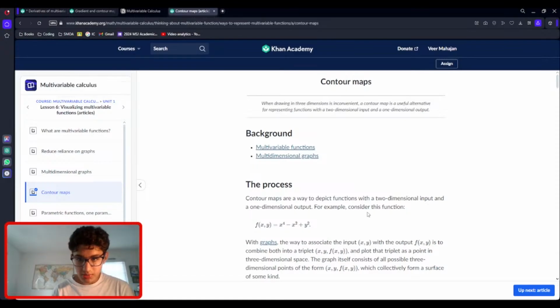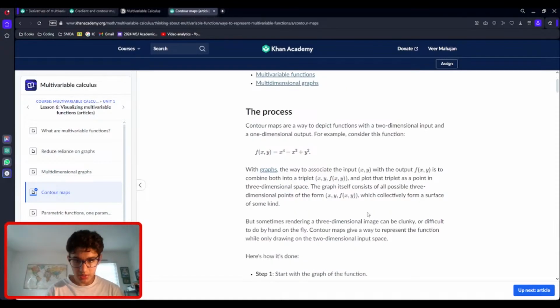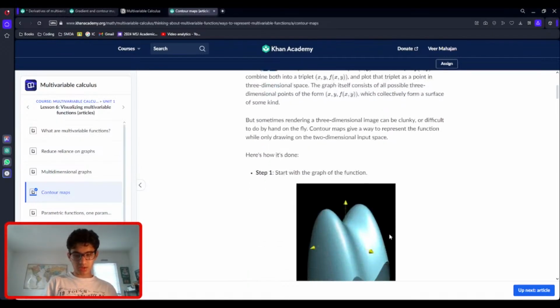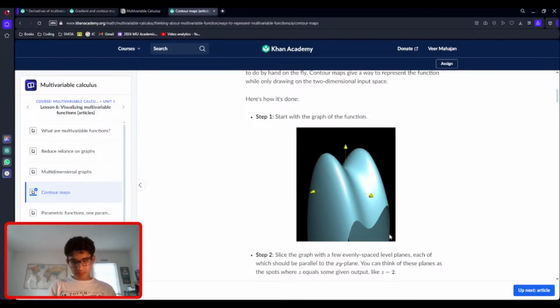Our way to depict functions with two-dimensional input and a one-dimensional output. For example, consider this: x, y, comma f of x, y. Okay, yeah. So this format is what we were seeing with that x squared plus y squared, like that shape type of thing. That's a traditional way, but it's obviously clunky or difficult to do. It's hard to show like when you're drawing it. So you start with a graph. So the xy plane, you slice it parallel to that.